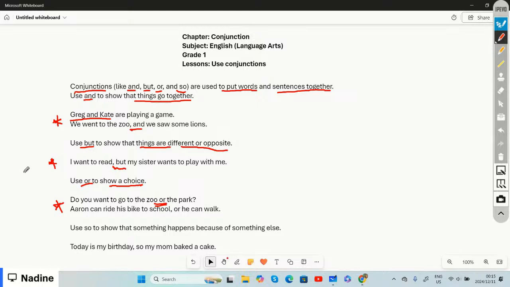And we can say Aaron can ride his bike to school or he can walk. You see, so here it shows that Aaron has a choice. Either he can ride his bike to school or he can decide to walk. His choice. It's either this or it's that.